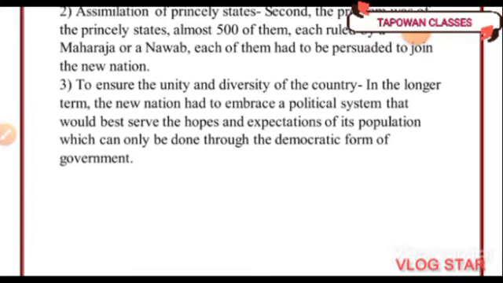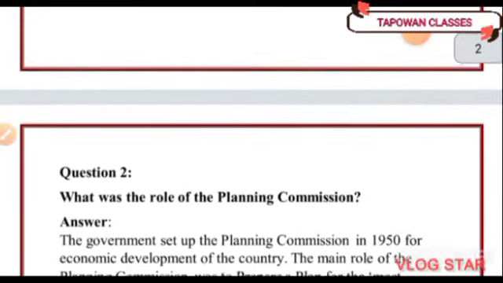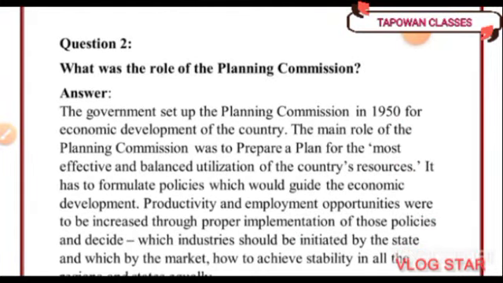Third, to ensure the unity and diversity of the country in the longer term, the new nation had to embrace a political system that would best serve the hopes and expectations of its population, which can only be done through a democratic form of government. Second question, what was the role of the Planning Commission?